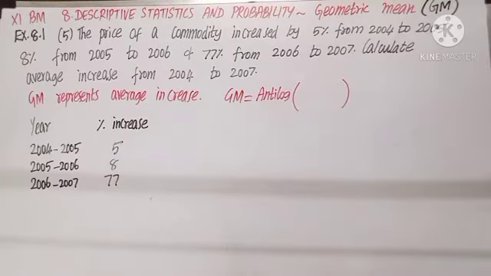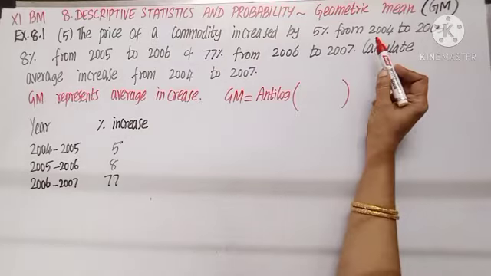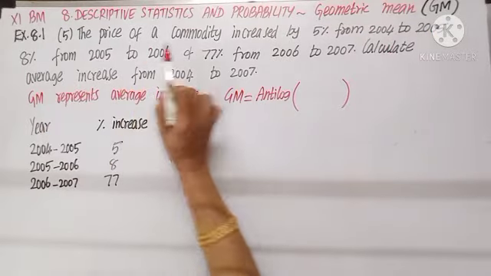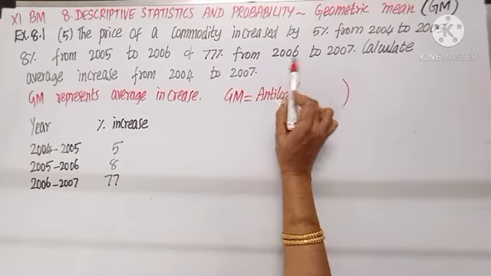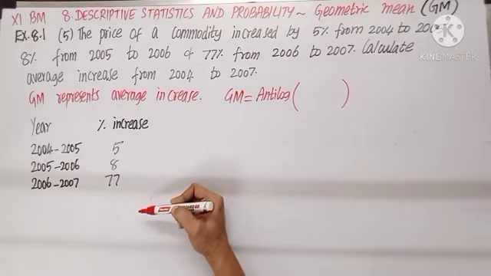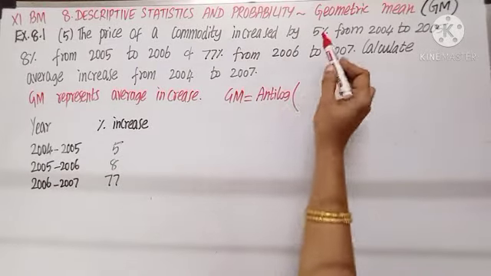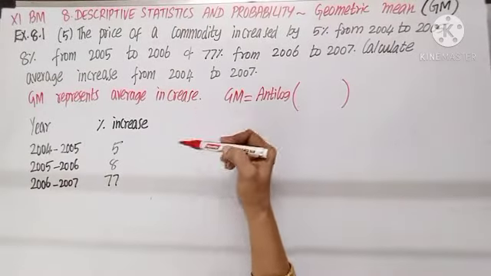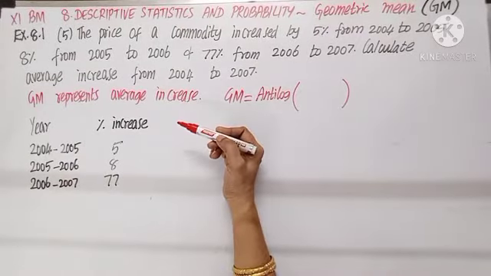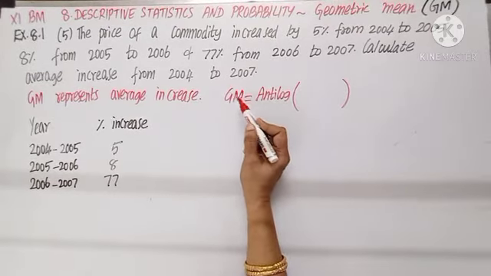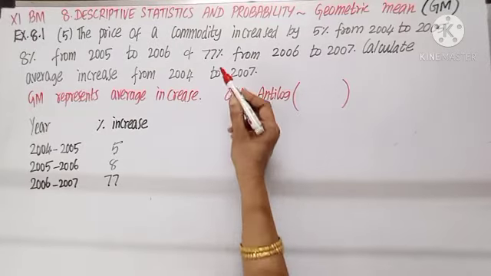Question number 5. The price of a commodity increased by 5% from 2004 to 5, 8% from 2005 to 6, 77% from 2006 to 7, which we have tabulated here. Whenever we have sudden increases 5, 8, 77, the average increase can be found out only using geometric mean. What is geometric mean for this data?